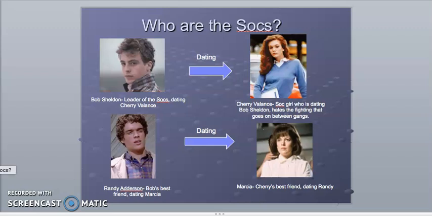These are some of the socials. There are more socials than just the four of them, but these are the four most important ones that we see throughout the novel. First, we have Bob Sheldon, who's kind of the leader, and he's dating Cherry Valance.